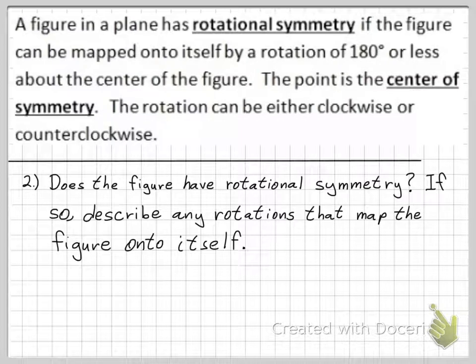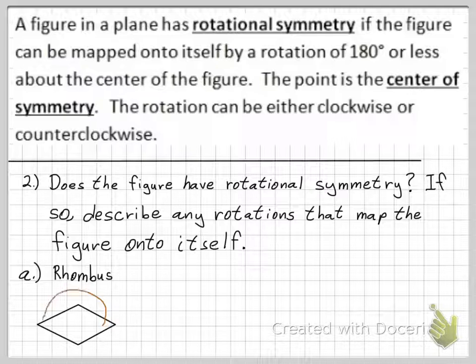So we have this other example here. Does the figure have rotational symmetry? That's the first question. And then if so, describe any rotations that map the figure onto itself. So the first figure is this rhombus here. Can I take this rhombus and rotate it 180 degrees or less and have it look like this figure again? That's the question. And the answer is yes, it does have rotational symmetry.